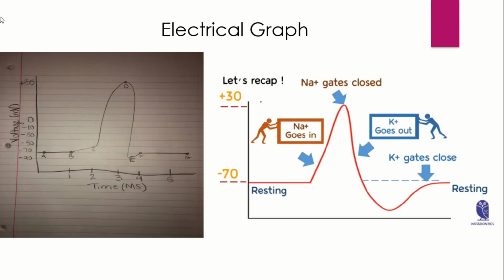So now we're going to talk about the electrical graph, and first it starts at its resting state, which has to be at -70, which is the resting potential. Then in order to generate an action potential, the stimulus must be strong enough to bring the intracellular neuron to a critical threshold of -55, which is what it's going to be next.